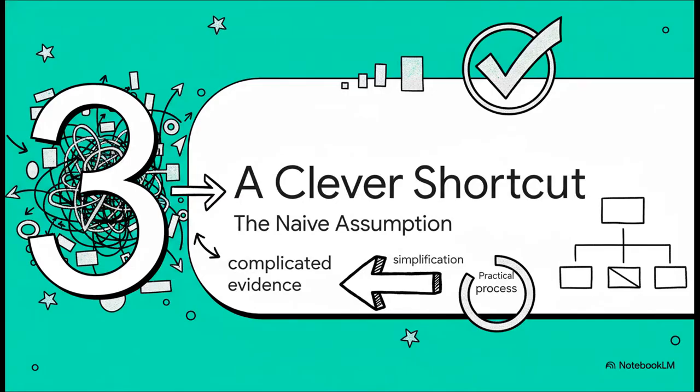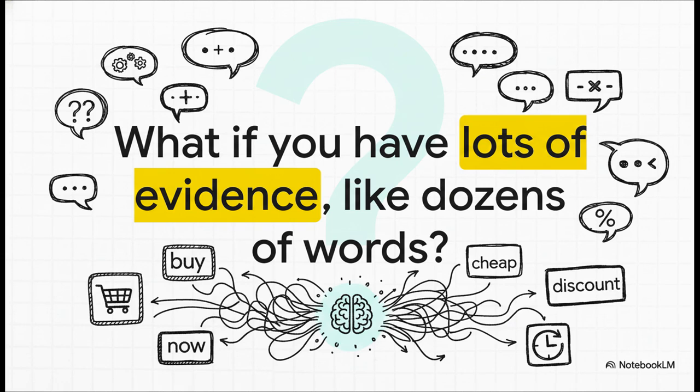But there's a catch. Trying to calculate the likelihood of all the evidence at once can get crazy complicated, which leads us to a really clever shortcut that makes this whole thing actually work in the real world. I mean, think about it. A real spam email doesn't just have one suspicious word, it might have dozens. So what's the probability of seeing buy, cheap, discount, and now all in the same email? Calculating that is really, really hard. And that's where the theory needs a bit of a practical hack.